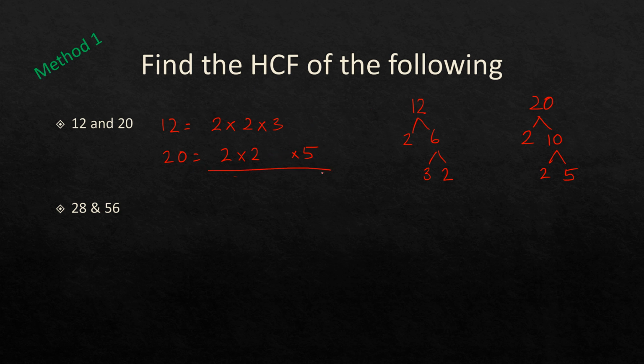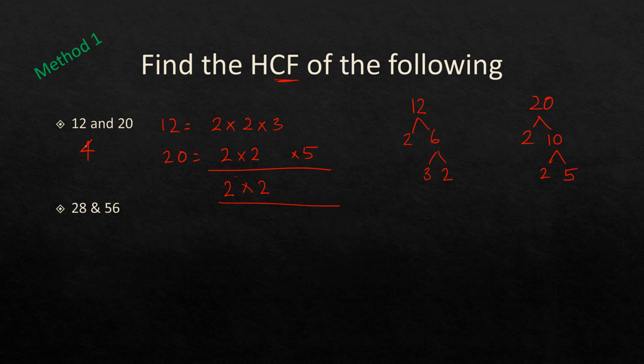So now, to find the highest common factor, we take those that are common to both of the numbers. So 2 times 2 is common to both. This 3 is not here, so I'm not doing anything about it. And 5 is not here, so I have to leave them off. So only the common factors. So 2 times 2 is 4. So the answer for this is 4.